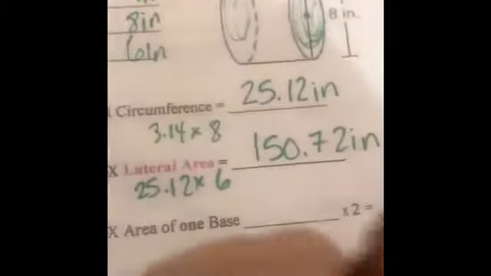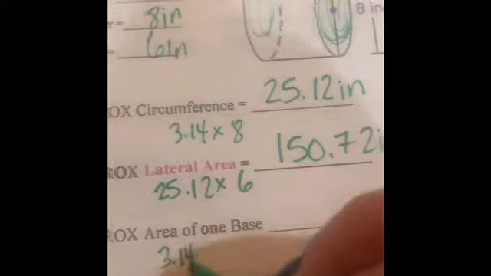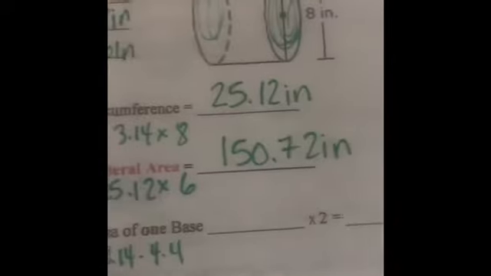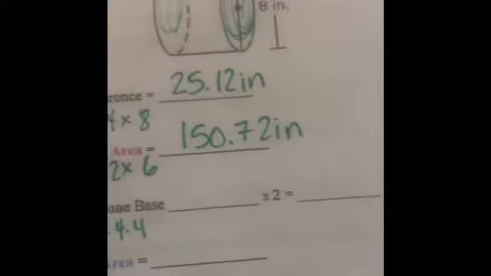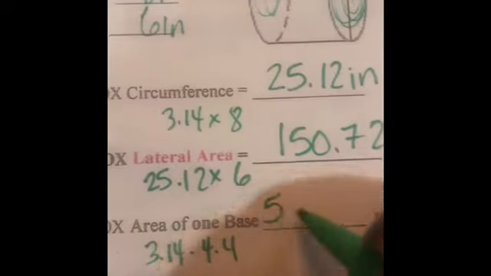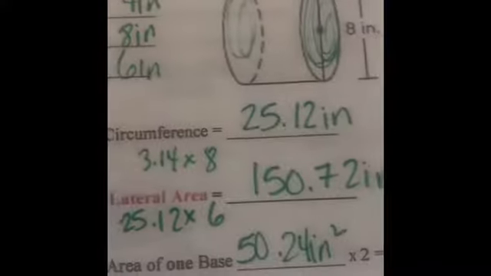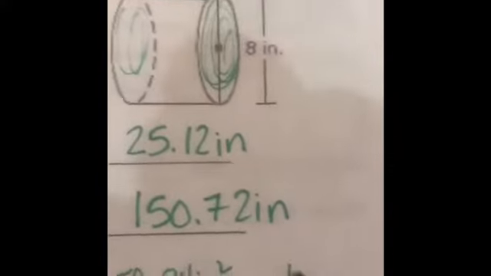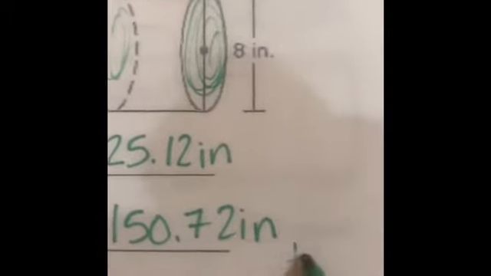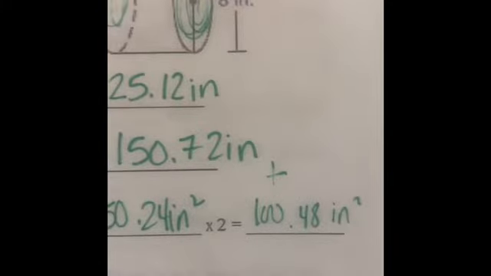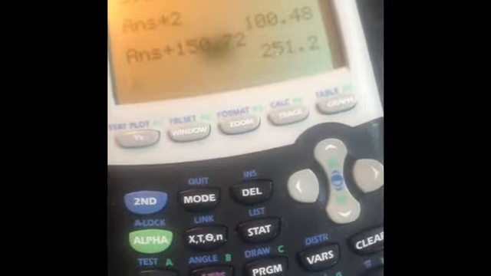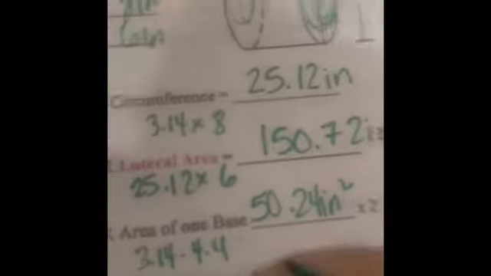Then for area of one base, it's approximate, so 3.14 times 4 times 4, or 50.24 inches squared. I'm going to double that because there's two bases, 100.48 inches squared. And then I'm going to add those two together. I'm just going to go ahead and add those here on my calculator. And my final answer, 251.2 inches squared.